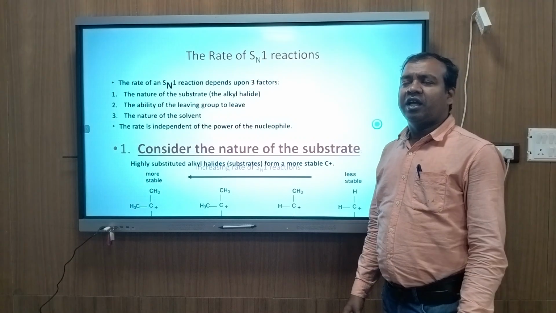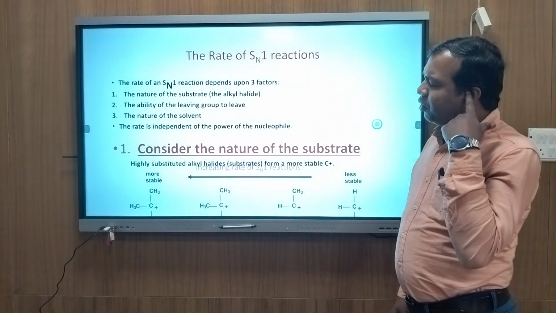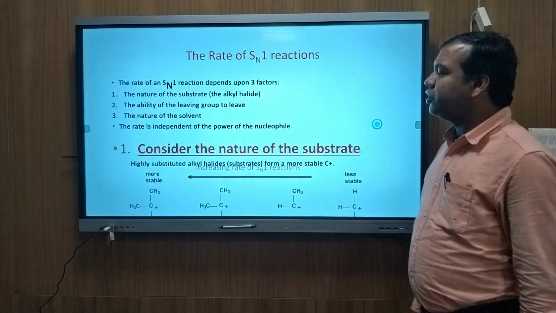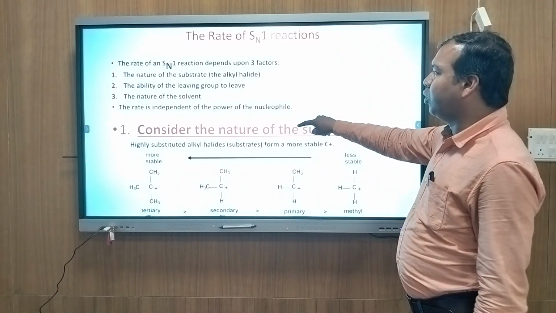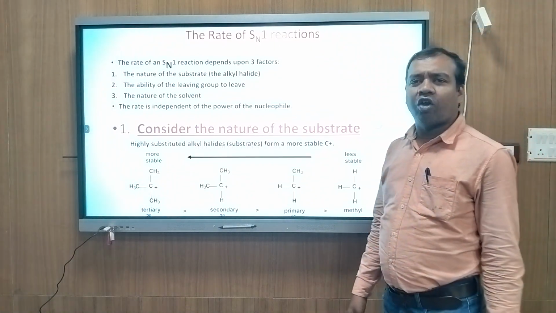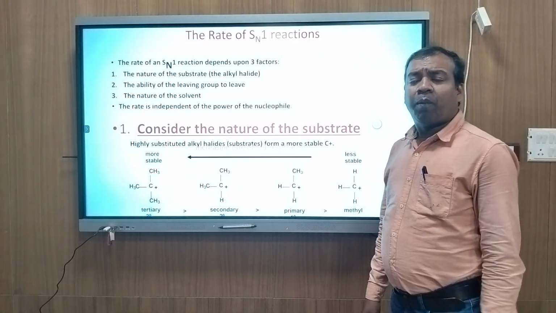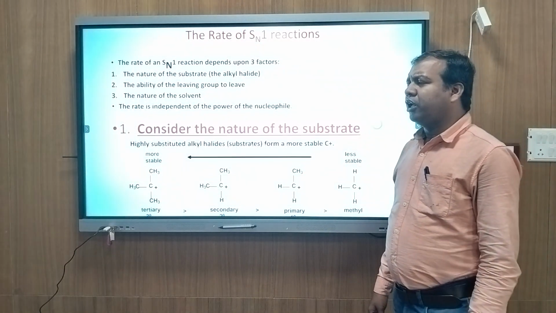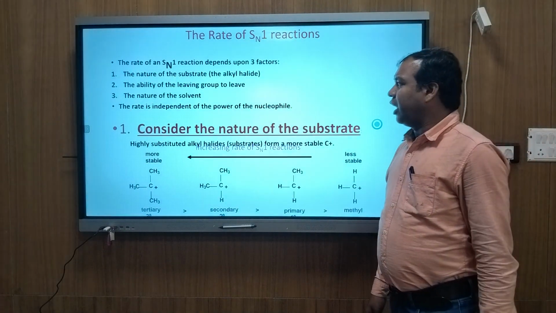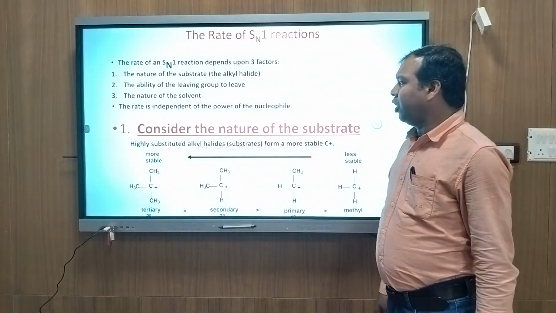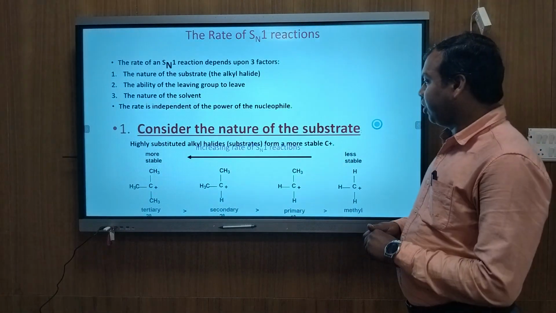If the substrate has a larger bulkier group at the alpha carbon, that gives the most stable carbocation, so this is more favorable for the SN1 reaction. The ability of the leaving group to leave is also important, but it does not participate in the rate determining step. The nature of the solvent: polar protic solvent is more important for our SN1 reaction due to the high dielectric constant. So H2O is a very useful solvent for dissociation because heterolytic cleavage also occurs for this reason.